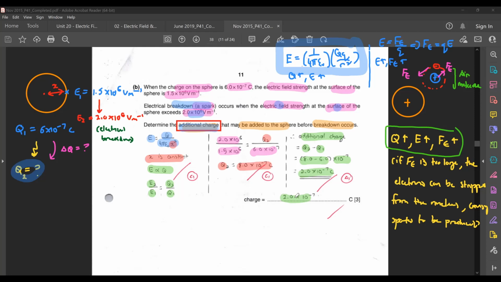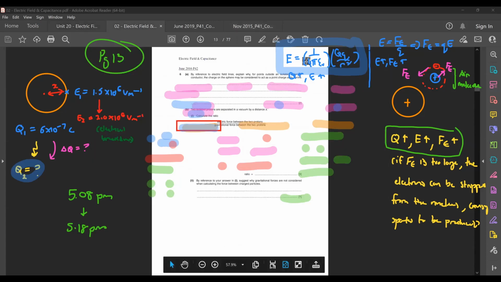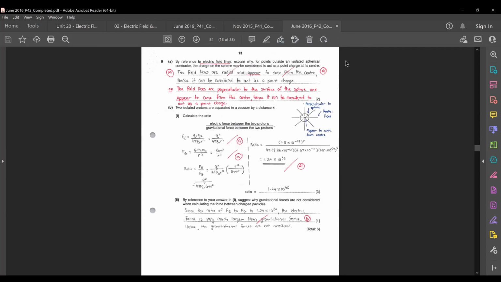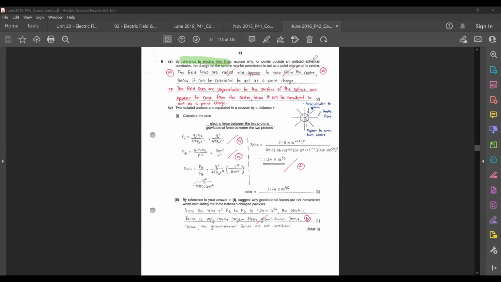All right. So that's for this question. Have a look at page 13 of your worksheet. This is Bill 16P42. They're asking you, by reference to your electric field lines, explain why for points outside an isolated spherical conductor, the charge on the sphere may be considered to act as a point charge at its center.